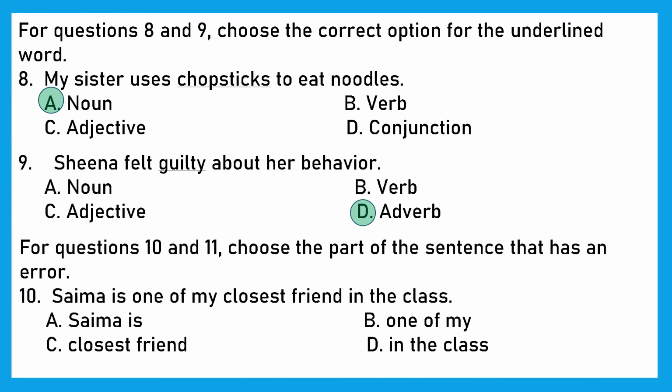For questions 10 and 11, choose the part of the sentence that has an error. Question 10. Saima is one of my closest friend in the class. Now here we are saying that Saima is one of my closest friend. So we have to say friends over here because out of many friends, she is one of my closest friends. So the right answer should be Saima is one of my closest friends in the class. And the error in this sentence is in option C, that is closest friend. Instead of that, it should be closest friends.